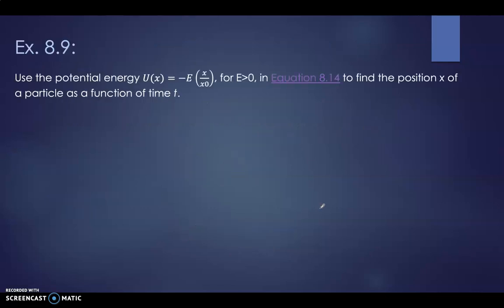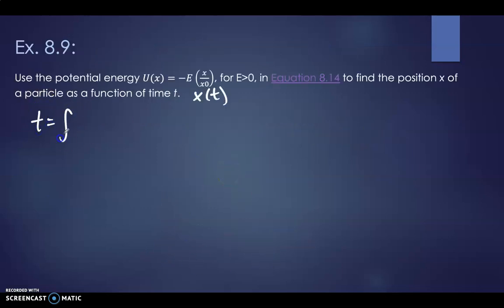So let's go ahead and do that. So we're going to use this potential energy, U of x equals minus E times x over x naught, for E greater than 0, okay? We're using that in the last equation to find the position x of a particle as a function of time. Okay, so we want to find x of t, basically. So we will go ahead and start writing this down.